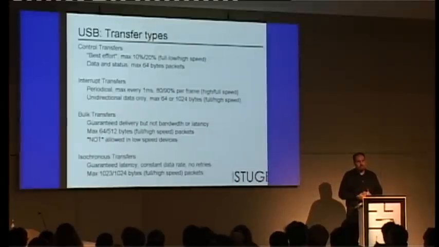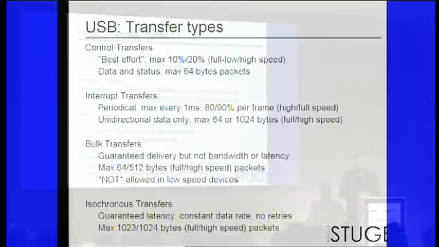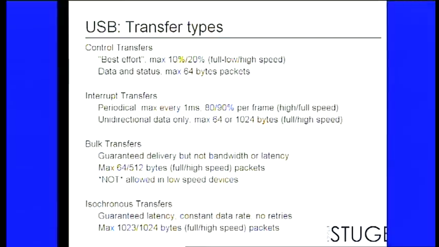Finally, there's isochronous transfers, which you might recognize from FireWire also. This is guaranteed latency, so that's similar to the interrupt transfers, where the periodicity is really fixed. It will happen. There will be a transfer at this given interval. And also the data rate is constant. So isochronous really reserves bandwidth on the bus for the particular data transfer.